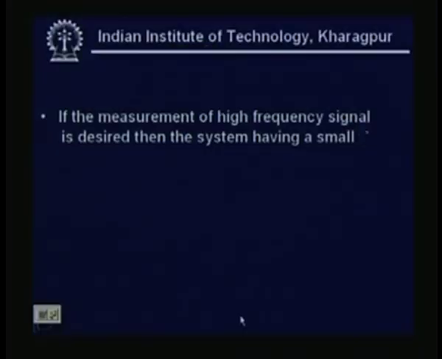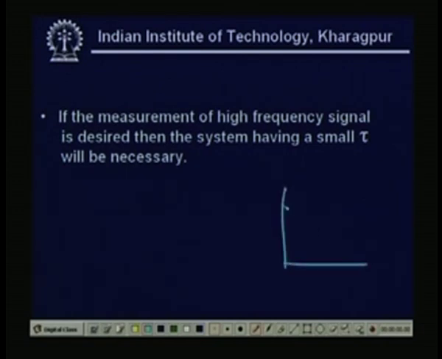Now, if the measurement of a high frequency signal is desired, then a system having a small tau will be necessary. Quite obvious, because we have seen that the response falls down. So if I want to take the response at a higher frequency, I must use a small value of tau, so that omega tau will not be large and I can accommodate my frequency in this region.